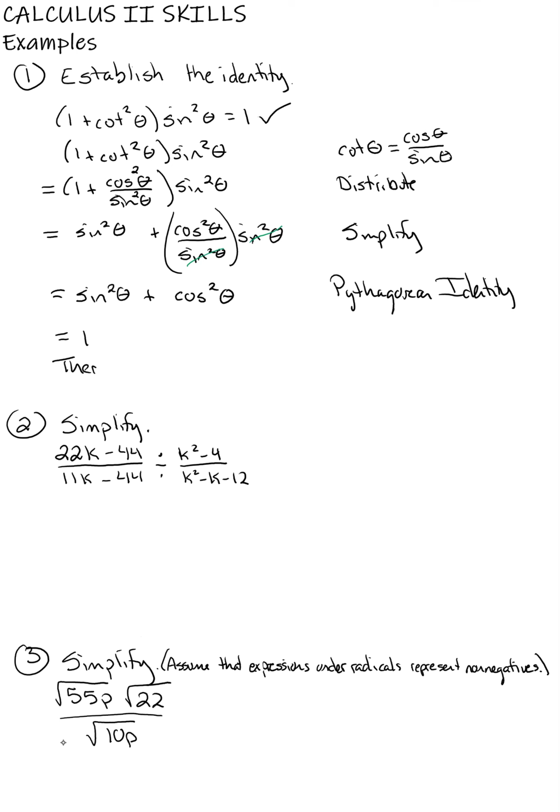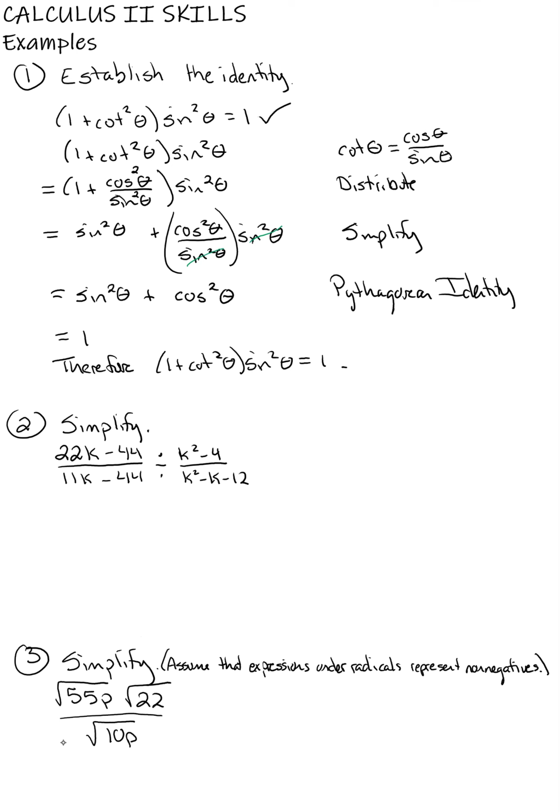Therefore, we have established the identity that 1 plus cotangent squared theta times sine squared theta is equal to 1. All right. That's the first example. On to the second example.